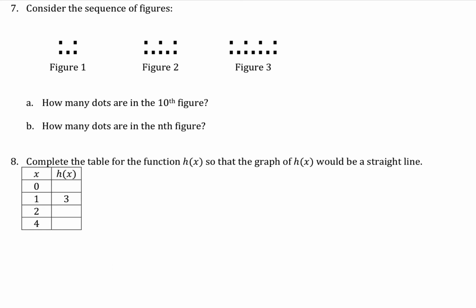Number 7, you need to figure out how many dots are in the 10th figure and then the nth figure. When it says nth figure, you're treating it like an input of n, the number of dots given the figure number. And what would you have to do to the figure number, like 3, 2, or 1? What would you have to do to 1 to get 5 dots? What would you do to 2 to get 8 dots? What would you do to 3 to get 11 dots? And then number 8, you complete that table so that it ends up being a linear function.